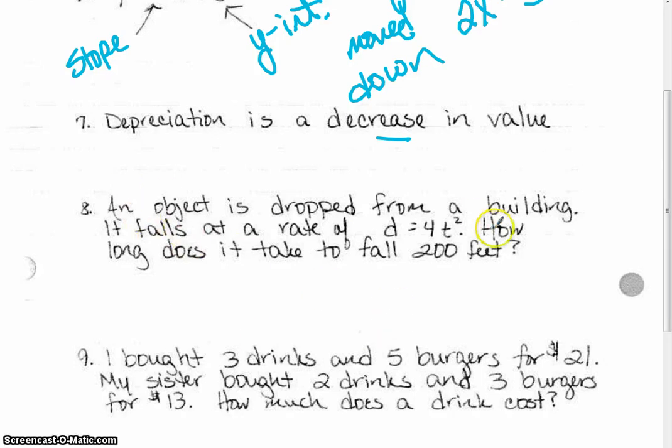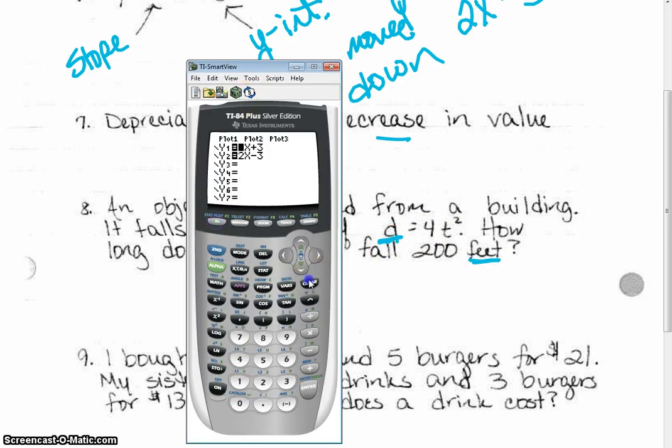Number 8, an object is dropped from a building. It falls at a rate of d equal 4t squared. How long does it take it to fall 200 feet? All right, feet, is that going to be talking distance or time? That should be your distance. So they gave me an equation. Equations go to y equal 4x squared, and then my distance is 200.